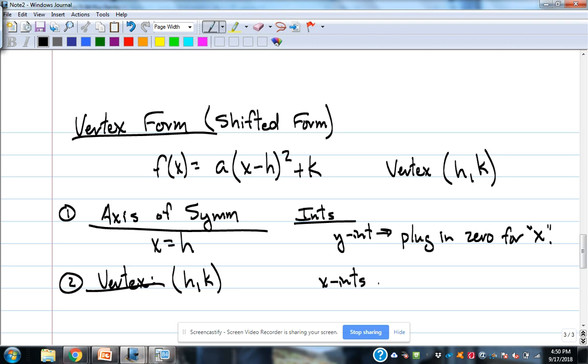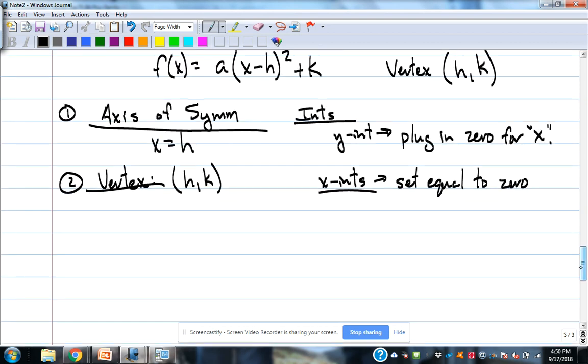X-intercepts. We're still going to set it equal to 0, and we're going to solve by square roots. We'll make things a lot quicker by solving by square roots there. We could multiply this thing out and simplify it and get it in standard form and then do the quadratic formula. That's a legal option, but it sure takes a lot longer than solving by square roots. So I want to show you how to solve by square roots if you're starting with vertex form.